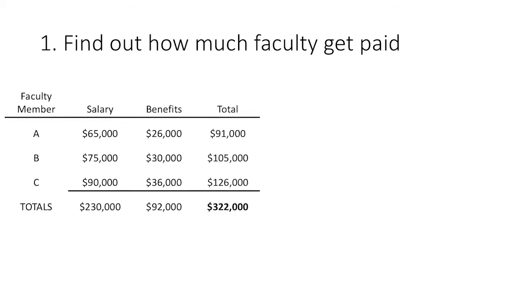So the total compensation for all assignments for those 3 faculty members is the sum of salary and benefits across all 3 people, or $322,000 for those 3 faculty.